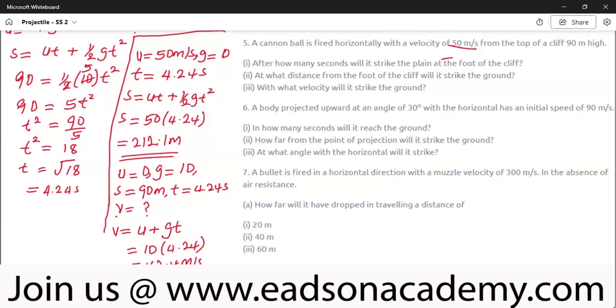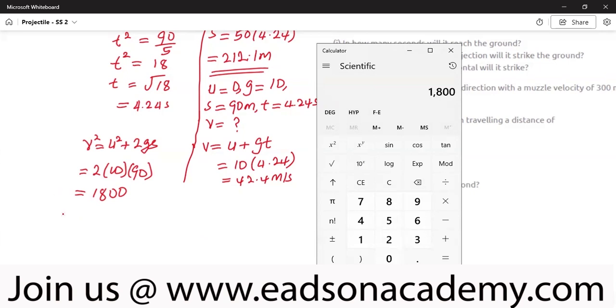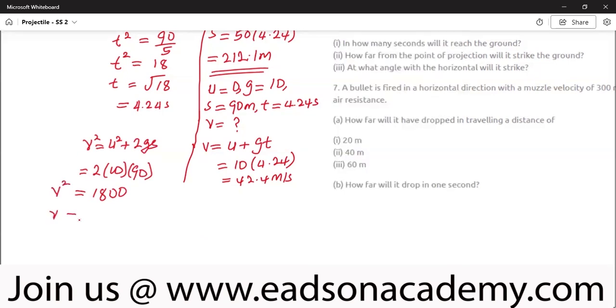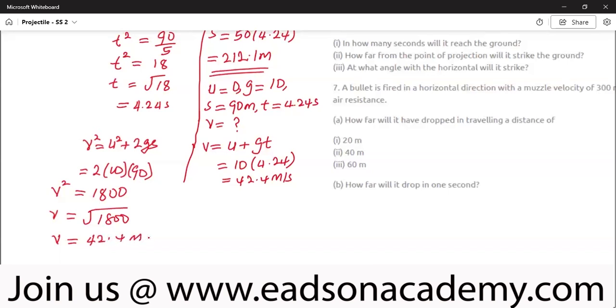Now, if you use any other equation, you will arrive at the same thing. Let's try the third one, which also contains v, because the second one does not contain v. The third one says v squared equals u squared plus 2gs. u is 0, so we concentrate on 2gs. 2 times 10 times s, which is 90. 2 times 10 is 20. 20 times 90 should be 1,800. And the square root of 1,800, because this is v squared. Square root of 1,800. Here we have the same thing, 42.4 meters per second.